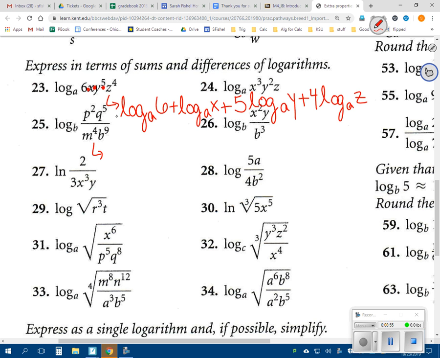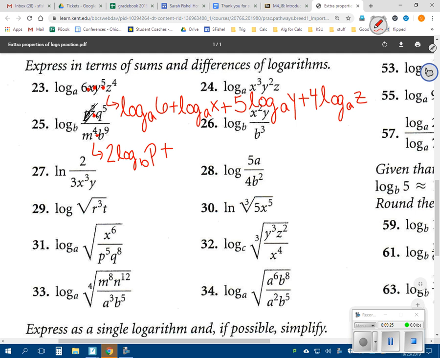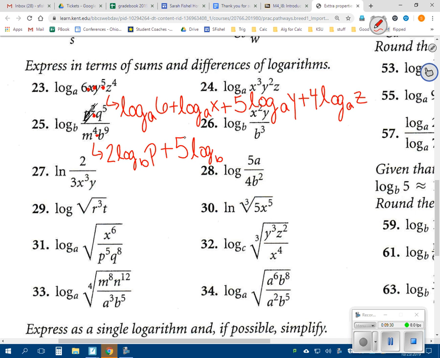Okay, I'm going to do 25. So I see multiplication, I see exponents, and I see division. So there's a lot happening here. I need to take the products and make them separate logs with addition between them. And I need to take the quotient and use subtraction, and all of my exponents are going to have to come out front. So I'm starting 2 log base b of p. Okay, that took care of all that. Plus, because I had times, 5 comes out front, log base b of q.